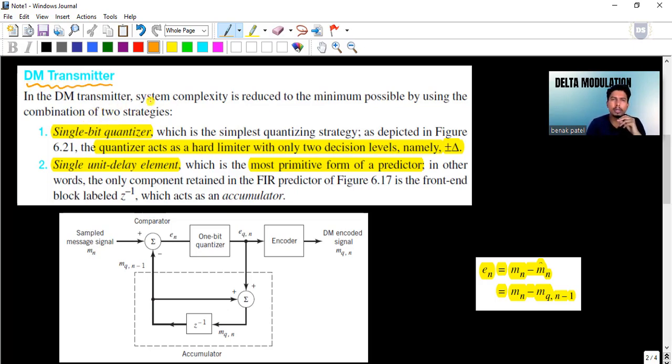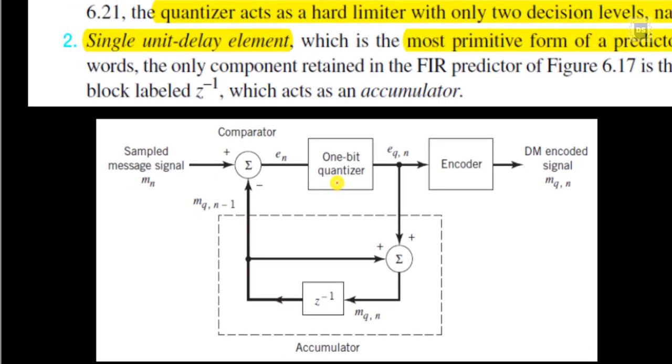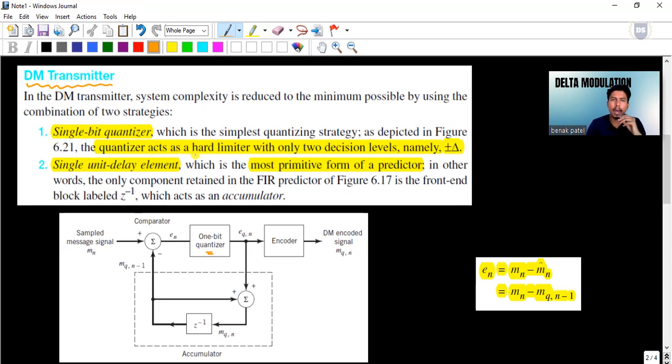In the delta modulator transmitter, system complexity is reduced to the minimum possible by using a combination of only two strategies. The first one is a single-bit quantizer, which is the simplest quantizing strategy, and it is depicted in this diagram. Here we are making use of just a single-bit quantizer. The quantizer acts as a hard limiter with only two decision levels, namely plus or minus delta. Let's see how this hard limiting happens using this 1-bit quantizer.